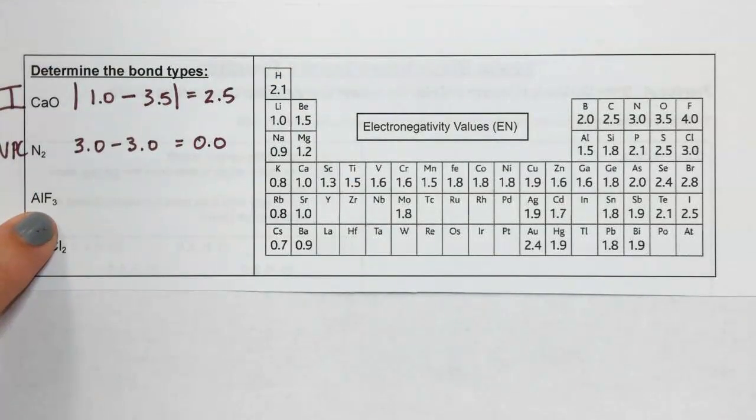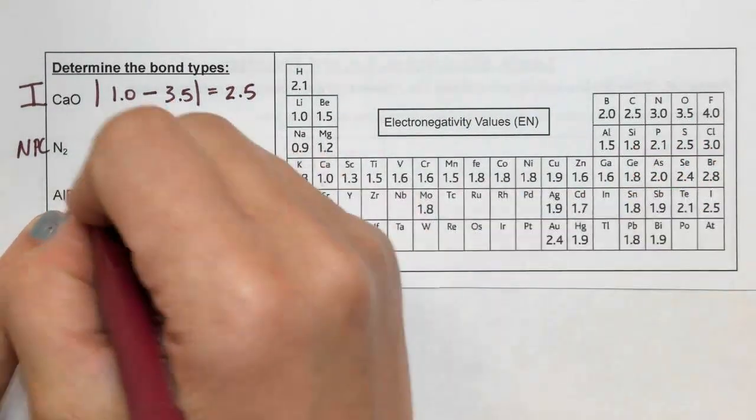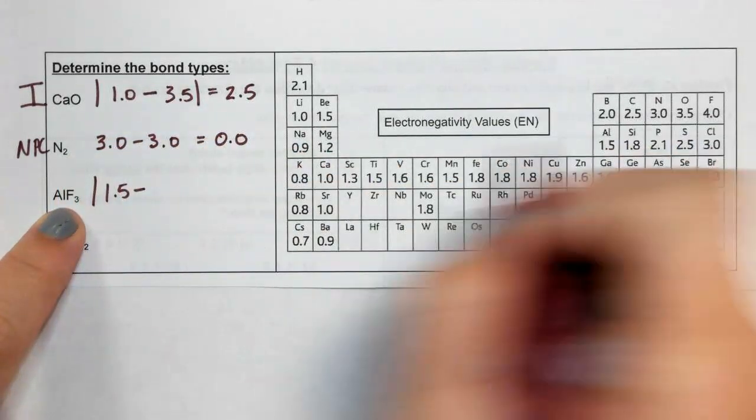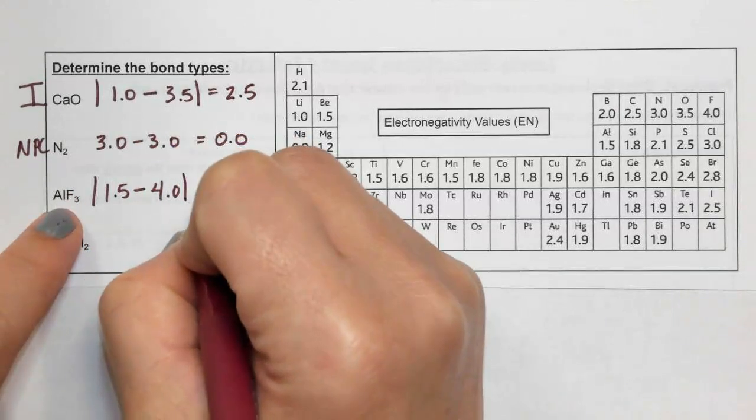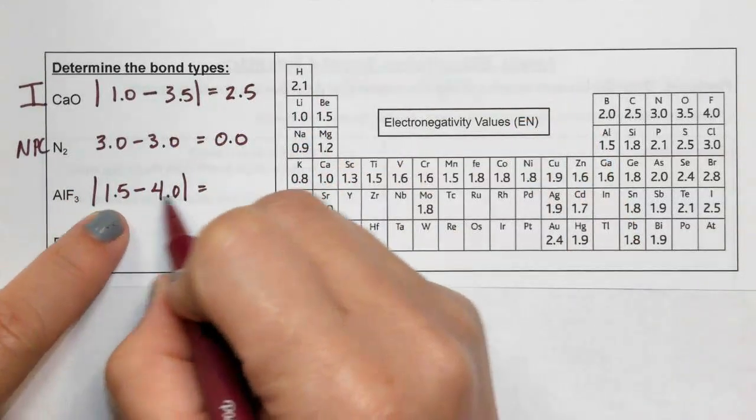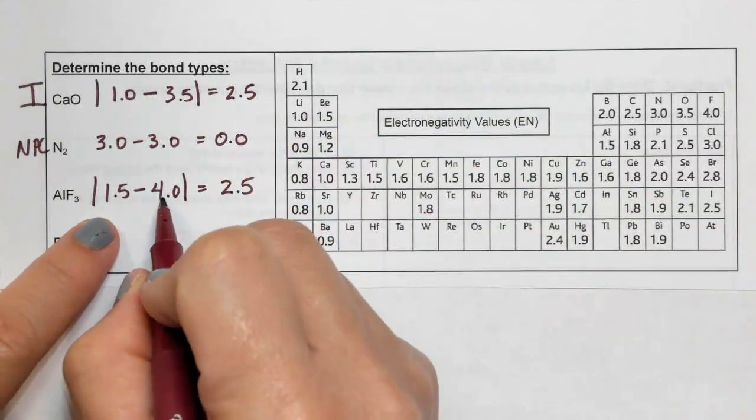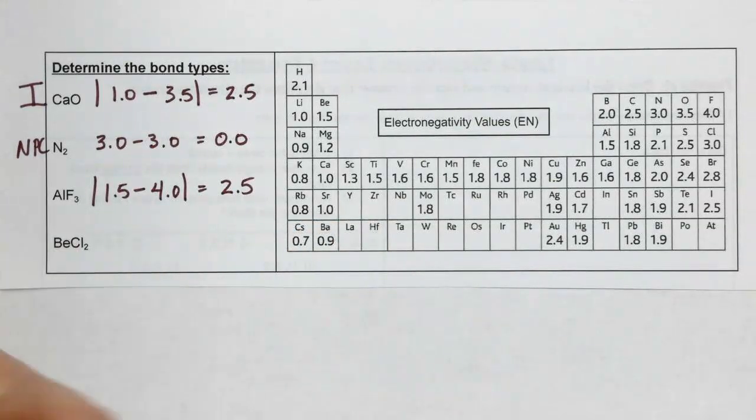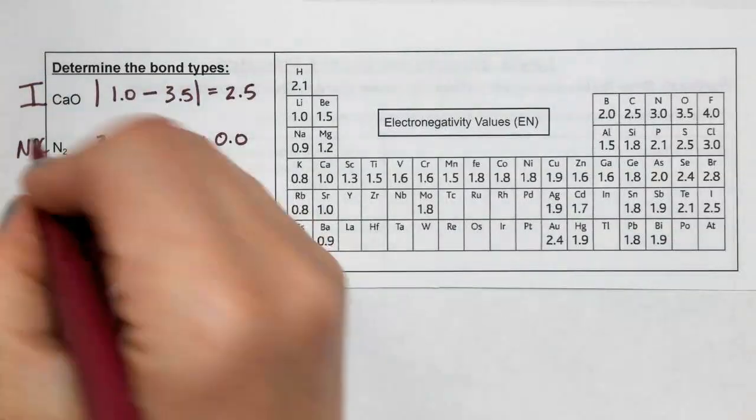Next is AlF3, and that's going to be one of each that I want to subtract. So Al is 1.5 minus F is 4.0. I am not worried about this 3. I just want one of each element. When I subtract these two numbers, I get 2.5. I'll just do 4 minus the 1.5 because I want the absolute value. And then when you look at 2.5 on the scale, it is greater than 2.0, which makes this ionic.